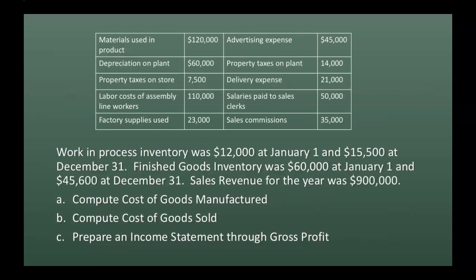So we're also told our work in process inventory at January 1st was $12,000. And then at the end of the year, it was $15,500. Our finished goods inventory was $60,000 at January 1st and $45,600 at December 31st. And then our sales revenue for the year was $900,000.